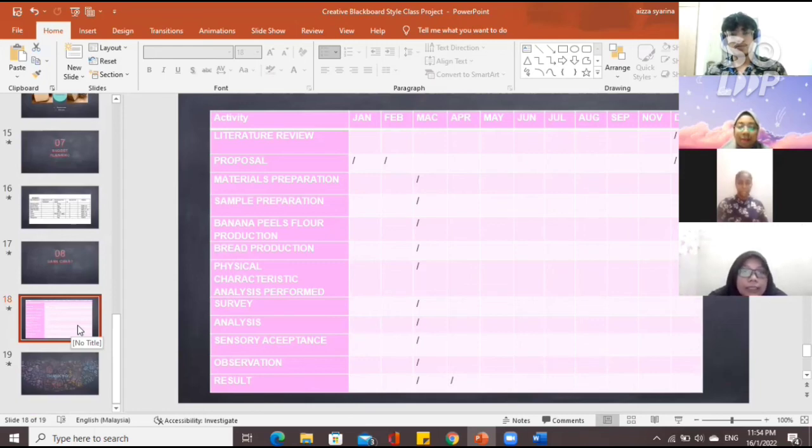After that, the physical characteristic analysis and survey will be carried out. After finishing that stage, we will proceed with analysis of the survey. From the analysis, we will know if our product will be accepted by sensory evaluation from the respondents or not. And we will do the observation to obtain the result. We expect our project will be ready by the end of April.